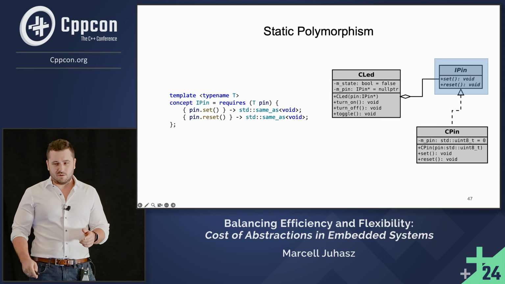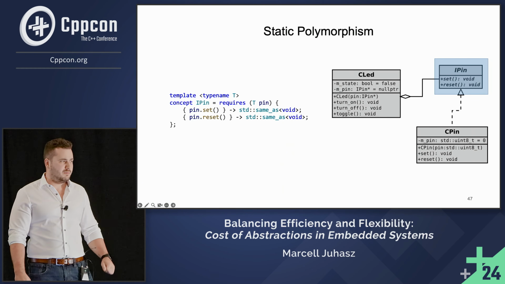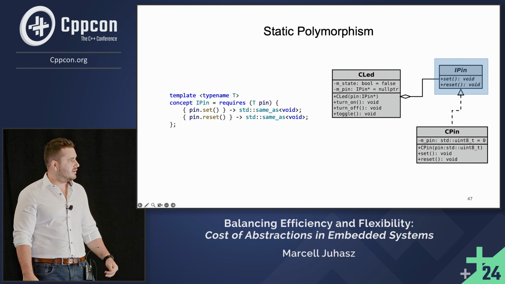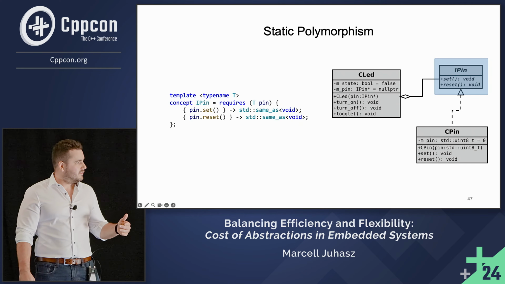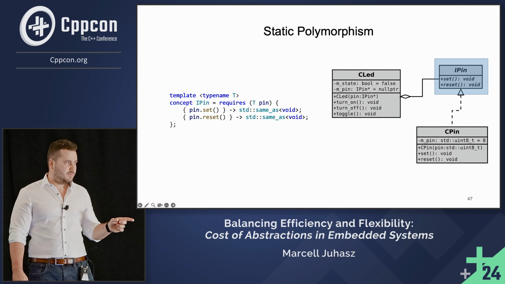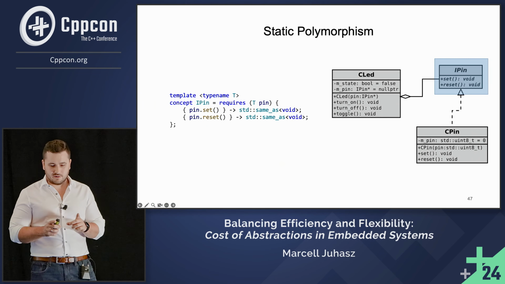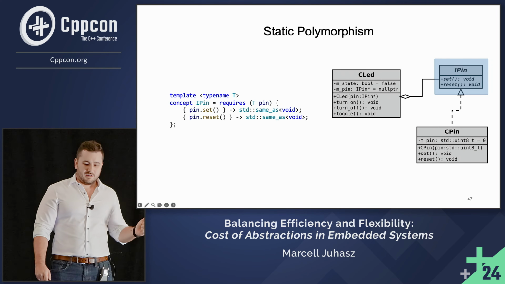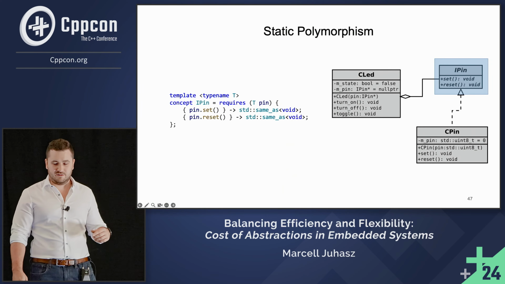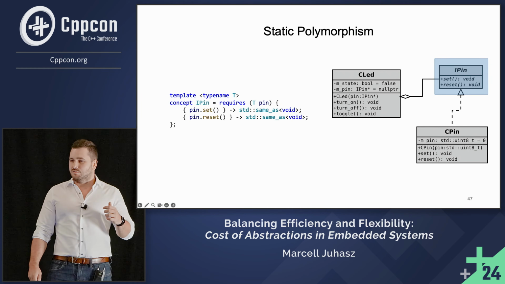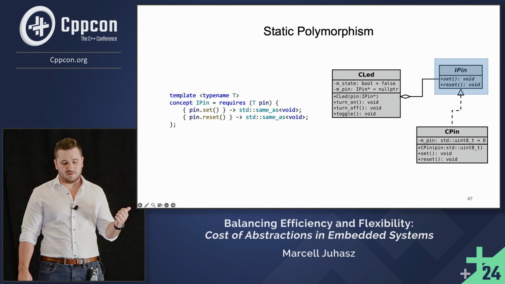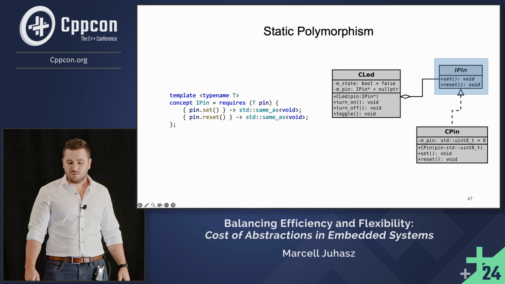the requirements stated by concepts are not as strict as the requirements stated by virtual interfaces. So for example, here, this IPIN concept states that the type that wants to satisfy this constraint must have a set function. This set function must return void, and it must be callable without passing any argument. And this is the important part, because it doesn't state that the set function must take no input parameters. It states that it must be callable without passing any. So if you had the set function that would take an integer input parameter with a default value of 0, that would still satisfy this constraint because you can call it without passing any input parameters.